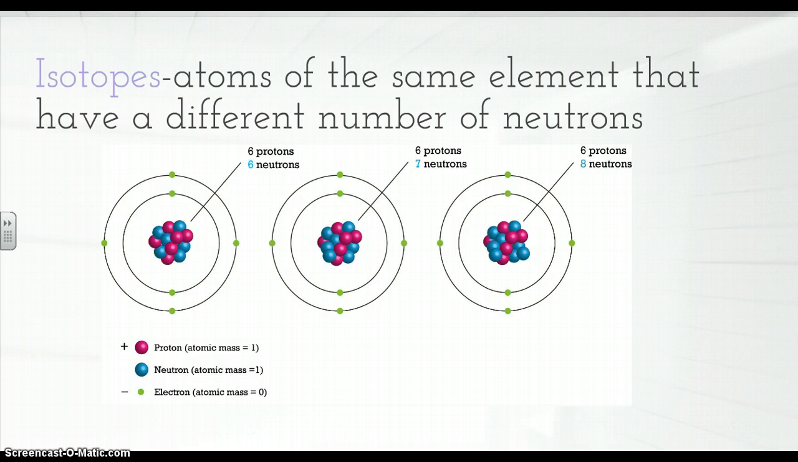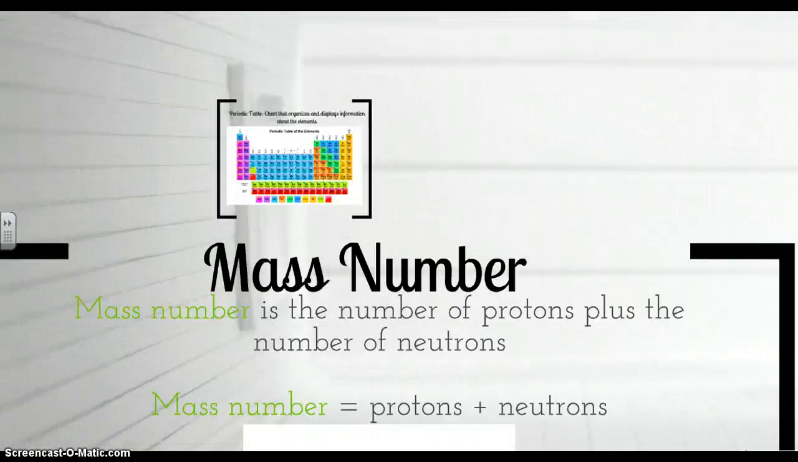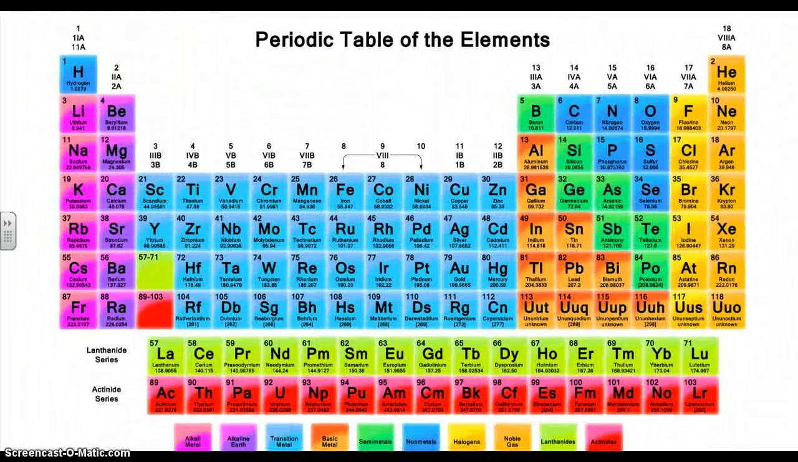Now the reason they're all carbon is because they have 6 protons. And when we look at our periodic table of elements, you can see carbon has 6 protons. Once again, if we change the number of protons, we're no longer talking about carbon. We're talking about nitrogen if it has 7 protons. Or if it lost a proton, that would be boron.